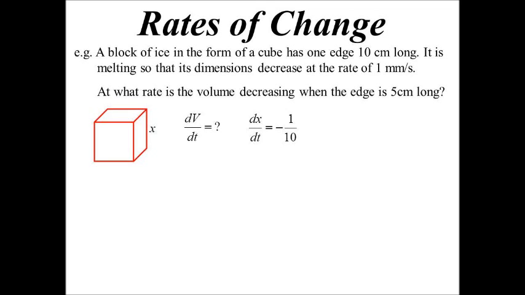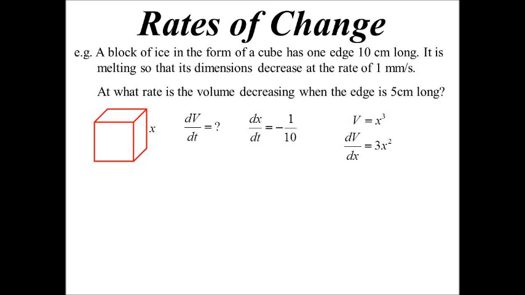We were told that the edge is decreasing at a rate of 1 millimetre per second. So 1 millimetre, of course, is 1/10 of a centimetre, and we'll give it a negative because it's decreasing. So I could say dx/dt, the rate of change of the edge length with respect to time, is -1/10. But the other link I have is a formula for volume and the length of the edge. So I could create a rate of change using calculus. If I differentiate V with respect to x, I'll get 3x squared.